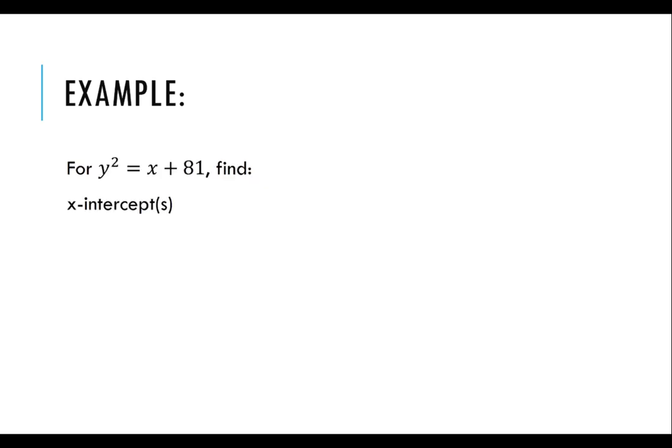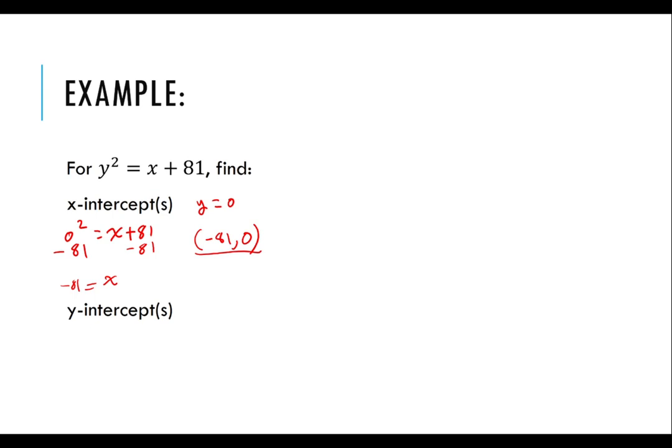So there we are. For y squared equals x plus 81, we need to find the x-intercept and the y-intercept. So let's find the x-intercept. Remember that the x-intercepts occur anytime y is 0. So let y be 0. 0 squared is equal to x plus 81. Now we just need to find the x value. So 0 squared is 0, minus 81 from both sides. I get that x is equal to -81, and so an x-intercept is the point -81, 0.